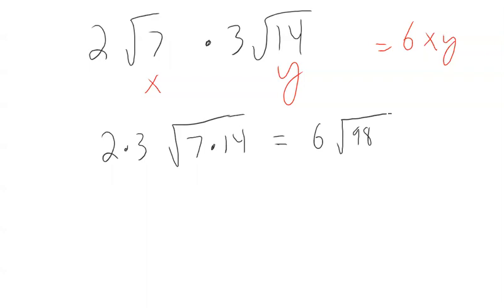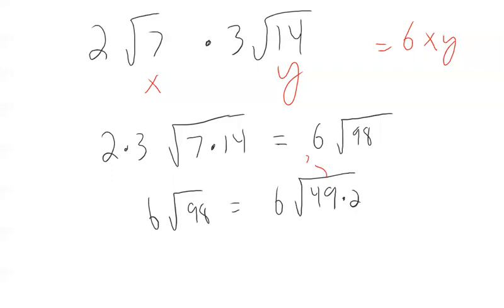Now I do have to see if I can simplify this. Well, 6 square root of 98 equals 6 square root of 49 times 2. The square root of 49 is 7. Can't take the square root of 2. So 6 times 7 is 42 radical 2.